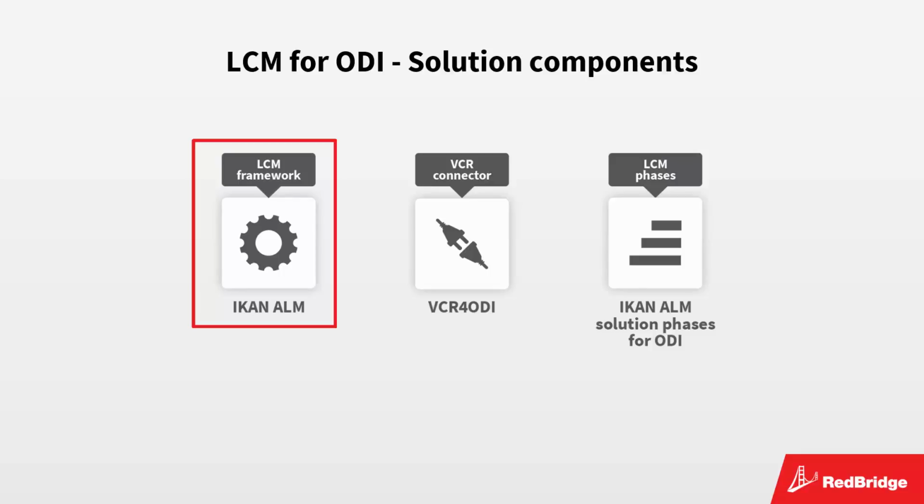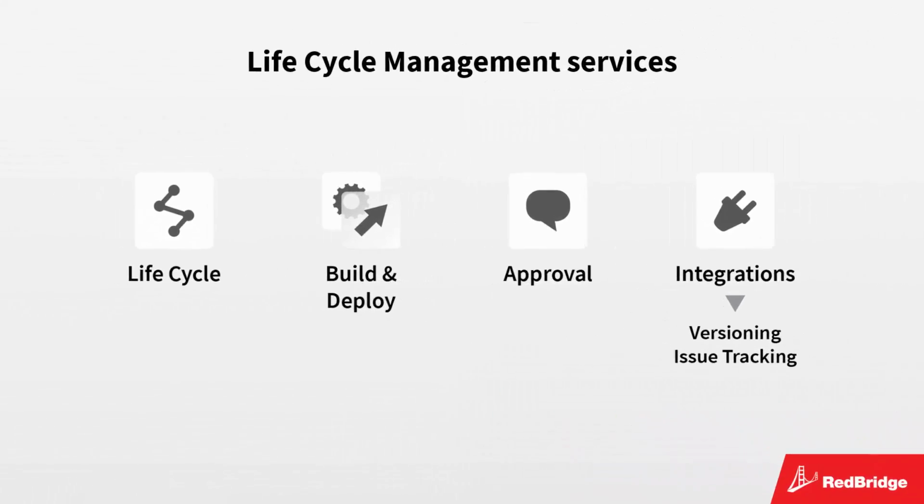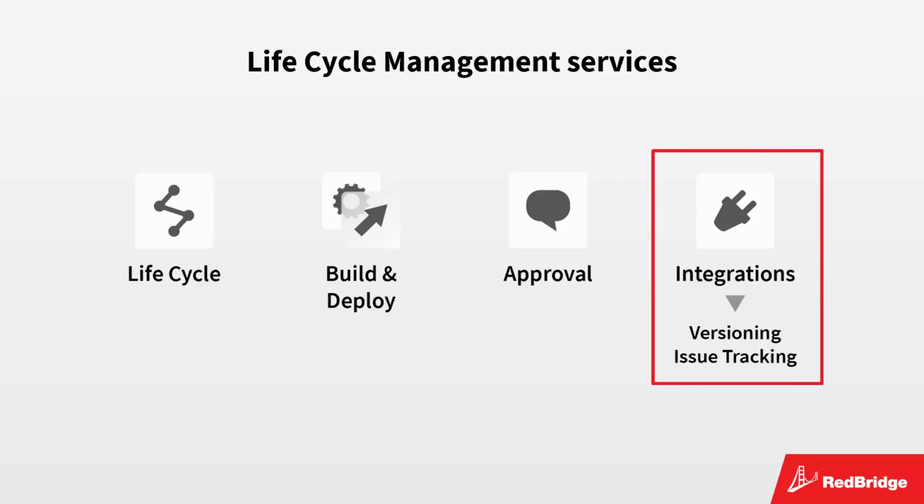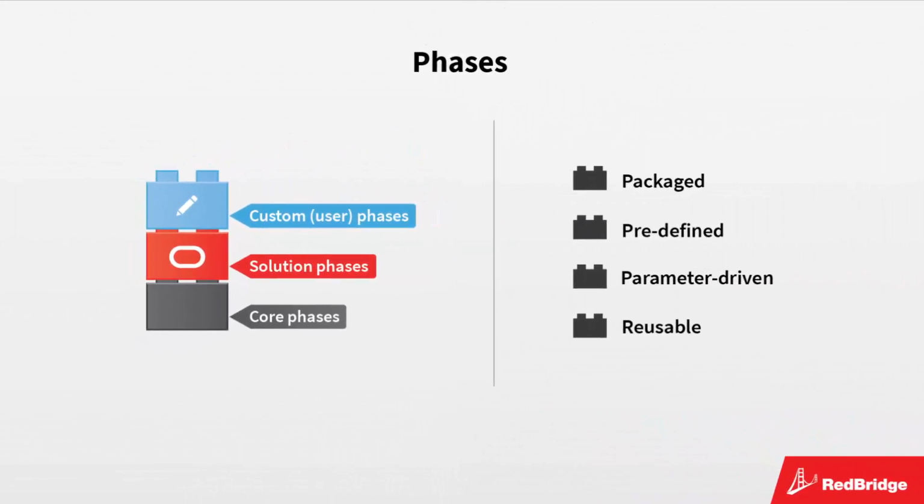Icon ALM starts where the actual code development ends. For each of your projects, it offers the following lifecycle management related services. Setting up the lifecycle, a classic example is DTAP: development, test, acceptance and production; build and deploy services; and approval services. On top of that, Icon ALM integrates with third-party versioning and issue tracking systems. One of the major strengths of Icon ALM are the phases, which are used for the build and deploy processes.